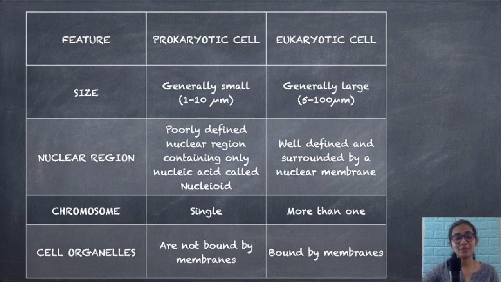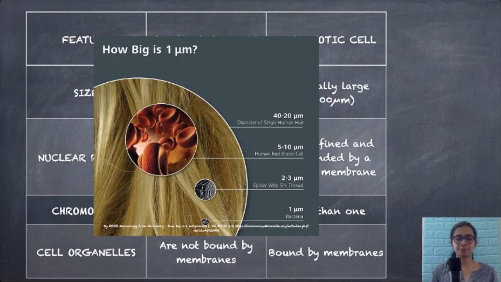Now to get an idea about what this looks like, let's look here in this picture. This picture tells us how big is 1 micrometer. Here human hair is shown. One single strand of human hair has a diameter of 40 to 20 micrometers, right? One single strand of our hair looks so thin, so small for us, right? So that is 40 to 20 micrometers.